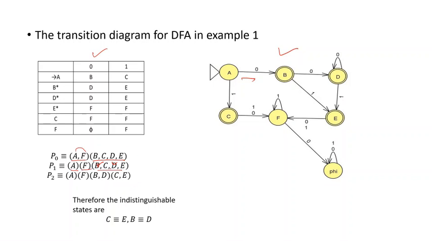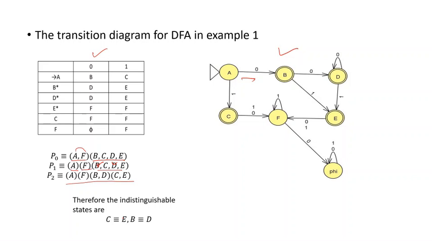So C and E are clubbed into the same partition. So this is the final partition we have obtained. We can see A and F are different partitions, B and D are the same, and C and E. So B and D are merged together, and C and E are also merged together to get an optimized partition.